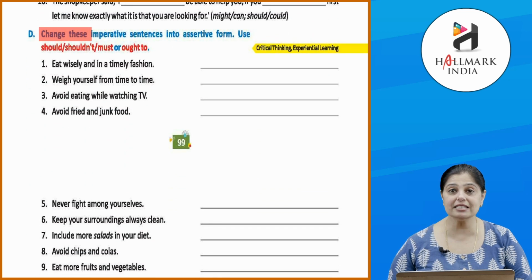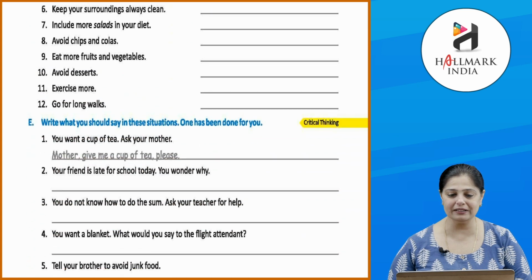Alright, change these imperative sentences into assertive form. Use should or shouldn't, must or ought to. Eat wisely and in a timely fashion. Okay, you should eat wisely and in a timely fashion. Okay, weigh yourself from time to time. You ought to weigh yourself from time to time. Alright, so likewise you have to do the remaining ones.